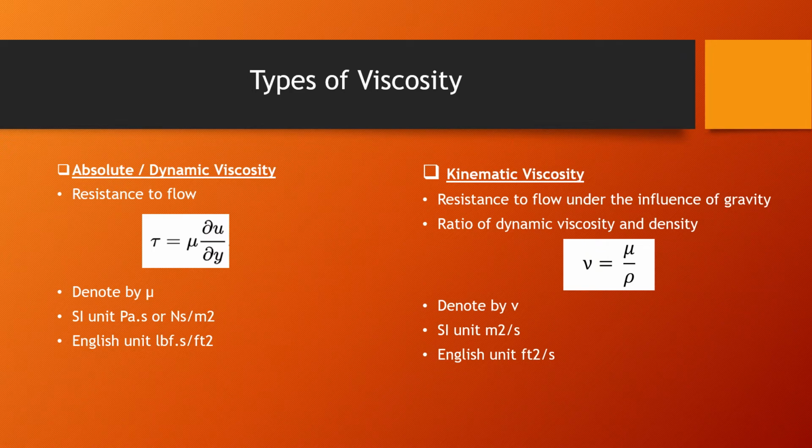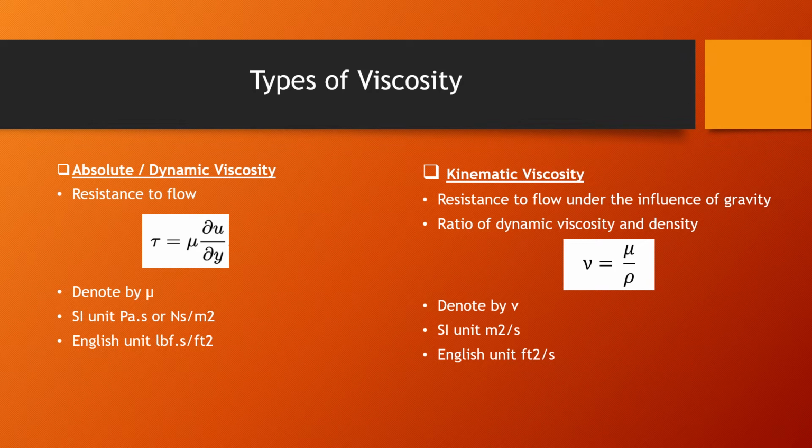Now, types of viscosity. Although we were talking about viscosity as mu, there are actually two types of viscosity. One is called absolute viscosity, the other one is called kinematic viscosity. The absolute viscosity is just the resistance to flow and is denoted by mu, and the equation is tau equals mu delta u divided by delta y. The SI unit is Pascal second or Newton second per meter square. The English unit is pound force second divided by feet square.